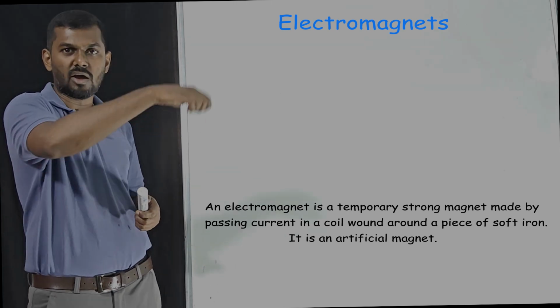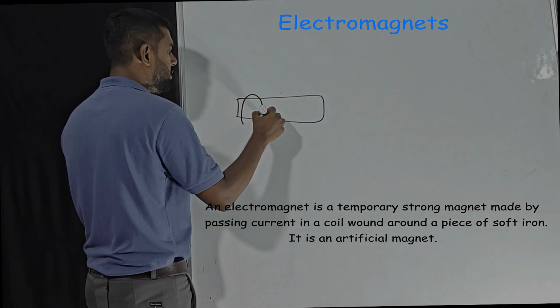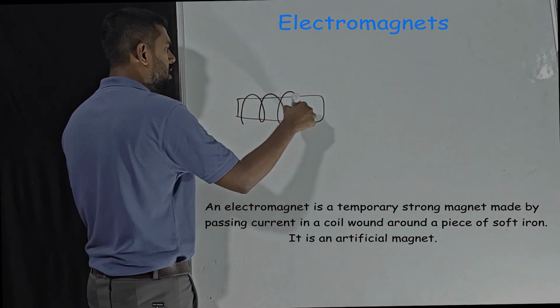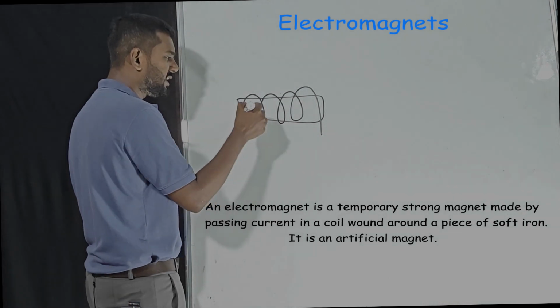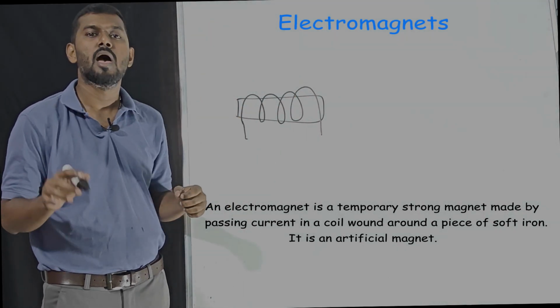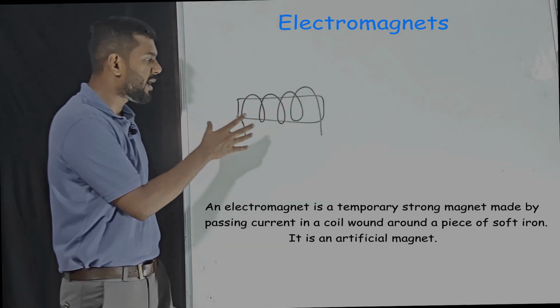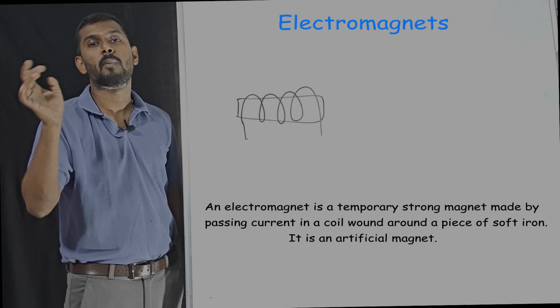So around a soft iron, say assume this is a soft iron, a coil is wound around it, like this. When electricity is passed, this soft iron behaves as a magnet. This is nothing but an electromagnet, and we know electromagnets are called artificial magnets.